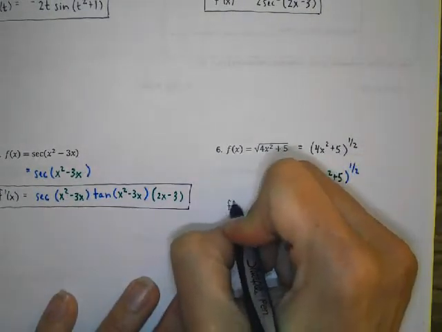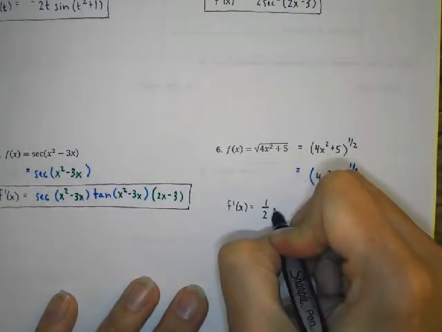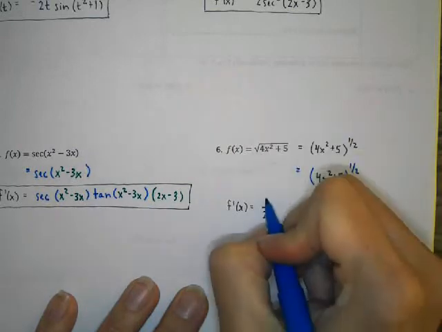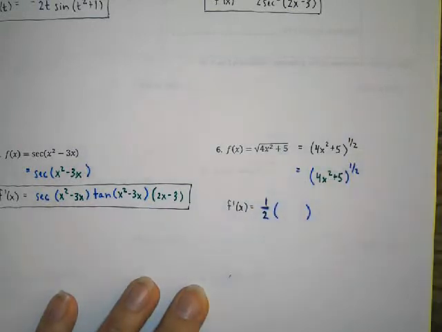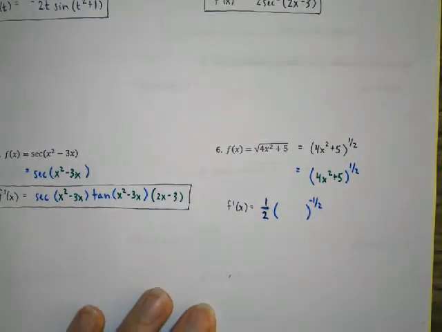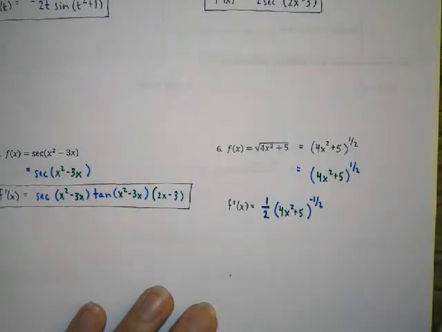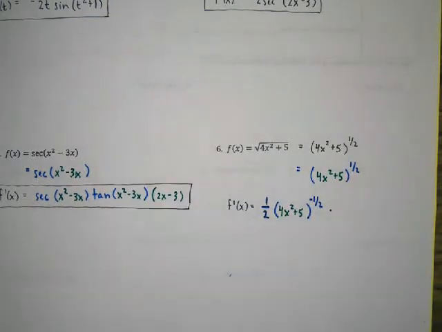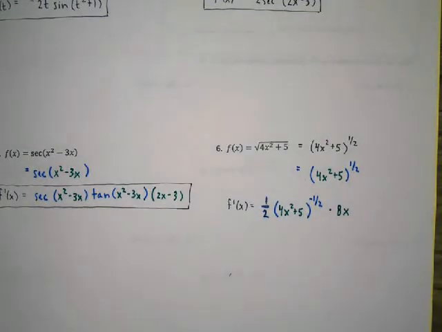So now when I go to differentiate, power rule is first, so I have 1/2, sorry, lost my colors there, 1/2 times everything on the inside to the negative 1/2 power. My inside is going to stay the same, 4x squared plus 5, and then I'm going to multiply by the derivative of my inside, which in this case is 8x.